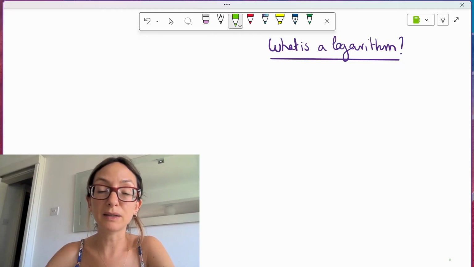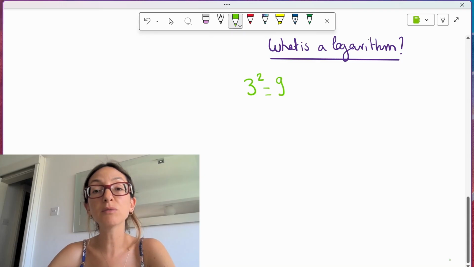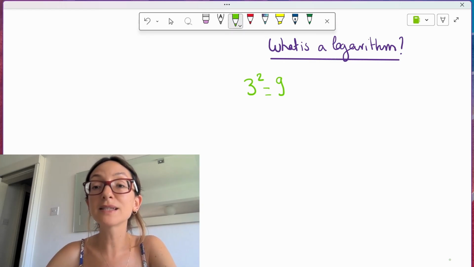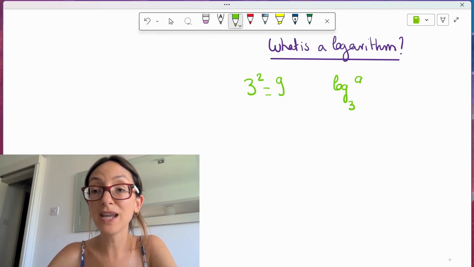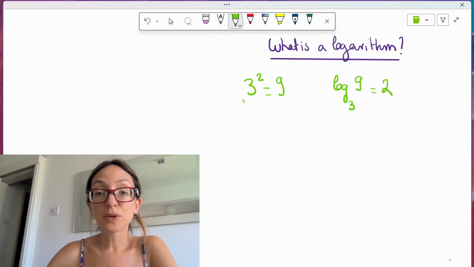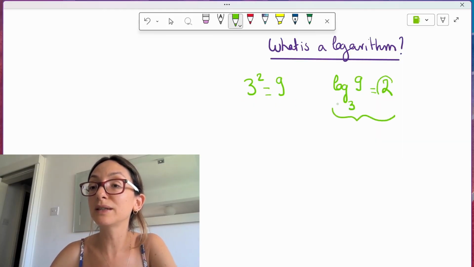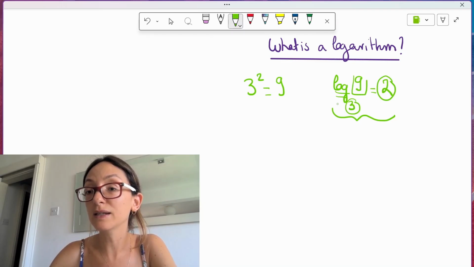So what do I mean by that? If I say that 3 to the power of 2 is equal to 9, here we're using the operation of exponent base 3, so our 3 is the base here. So we're saying 3 to the power of 2 gives us 9. This is equivalent to saying that the logarithm base 3 of 9 is equal to 2. So here, what we're interested in is the result. We're saying if we take 3, we put the power of 2, then we're going to get 9. However, here, what we're interested in is the power. We're saying the power of 3 that gives us 9 is equal to 2.